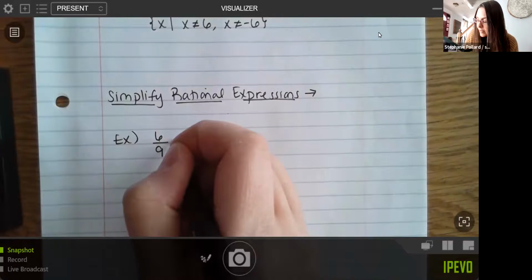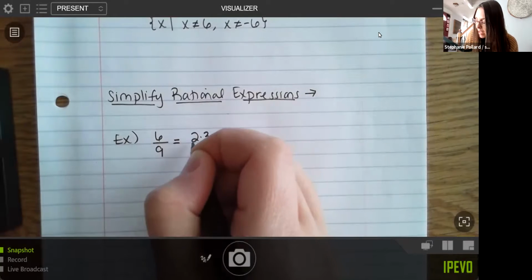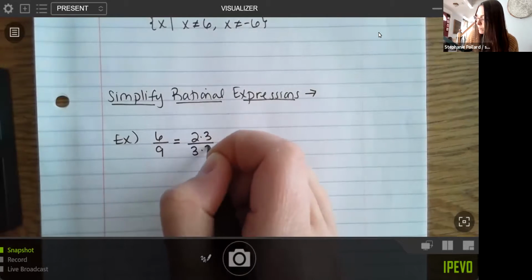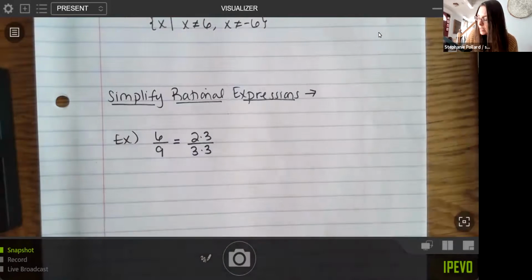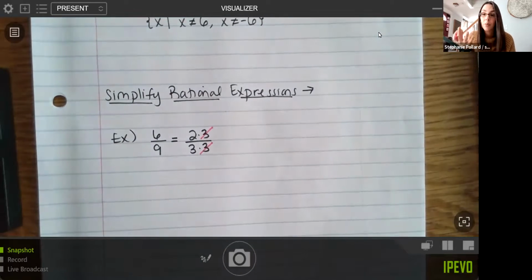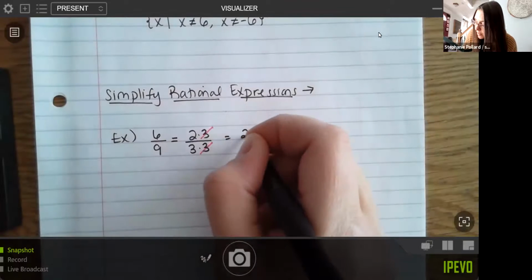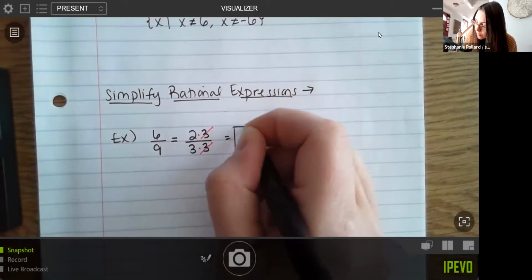So if I think about canceling out common factors, well, 6 is the same thing as 2 times 3, and 9 is the same thing as 3 times 3. And what you can see is that 3 cancels out in both cases, right? So you're basically dividing both the numerator and denominator by 3 here. And then we're able to go ahead and simplify to our final result.